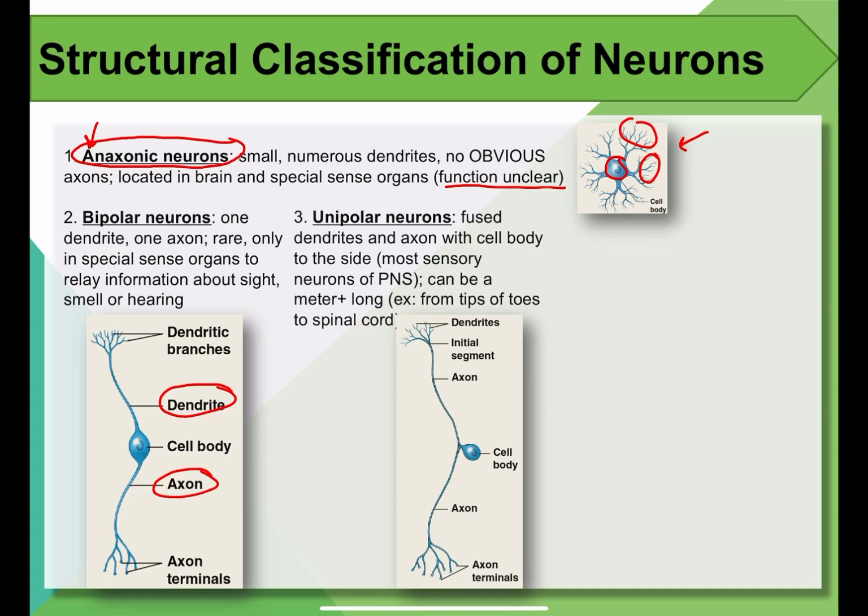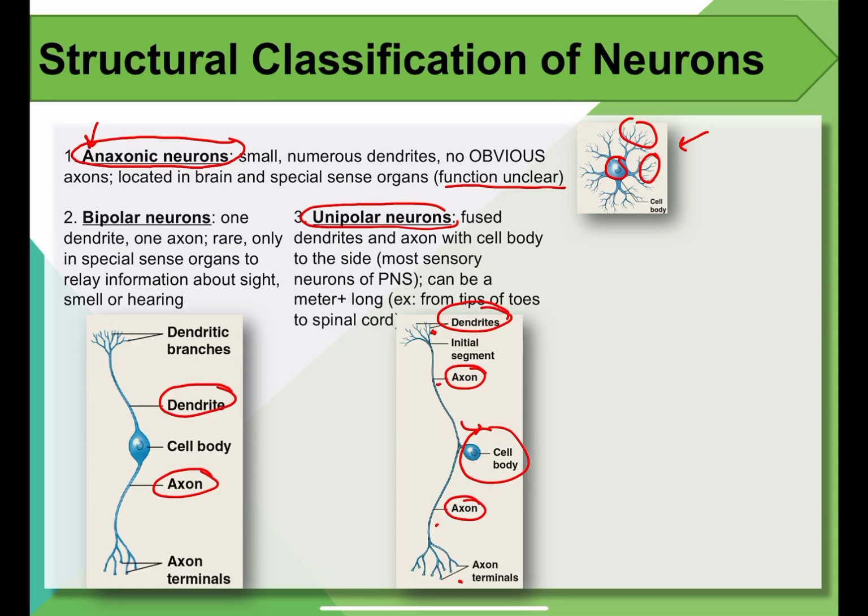Unipolar neurons are the third type of structural classification. They are those with fused dendrites and axon, with the cell body kind of squished off to the side like this. You go off to the side, and yet you have that axon again here. So the dendrite is sort of directly connected to the axon there, and then the axon and the axon terminal. Most of the sensory neurons in the peripheral nervous system are unipolar neurons like this.